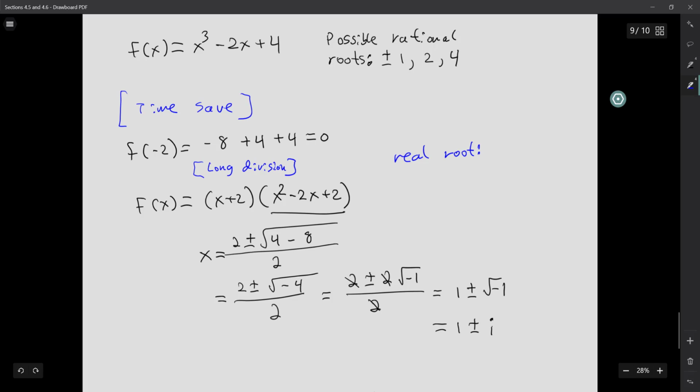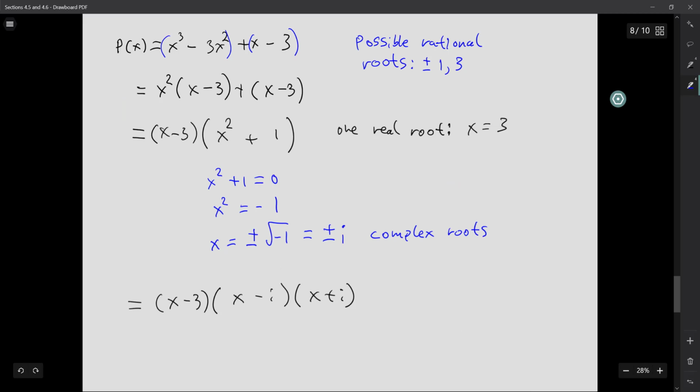So I have my real root. It's just one of them. That's negative 2. And I have my complex roots, 1 plus i and 1 minus i. Now you notice the one I had before, it had a plus or minus 2. It had a plus i and a minus i. And there's a nice little fact that comes from the complex roots, is that they always come in pairs.